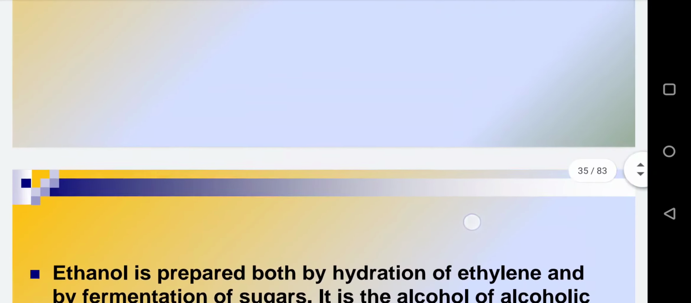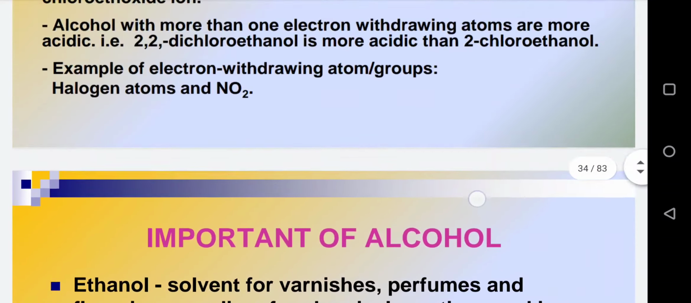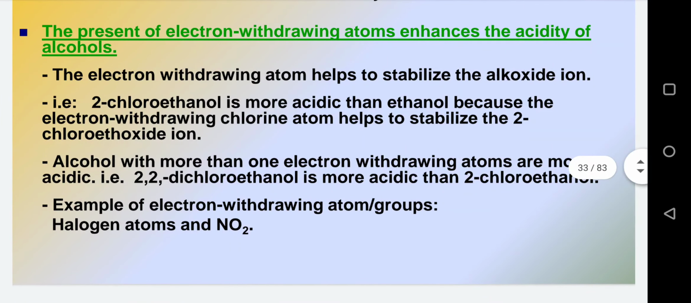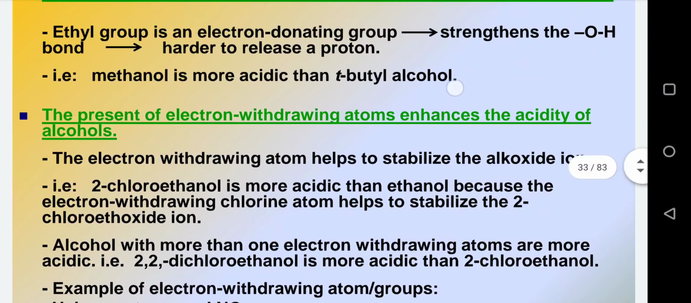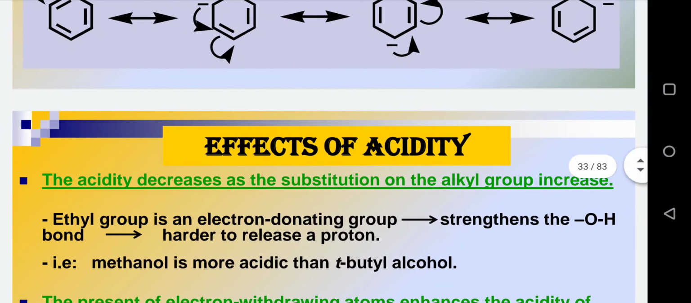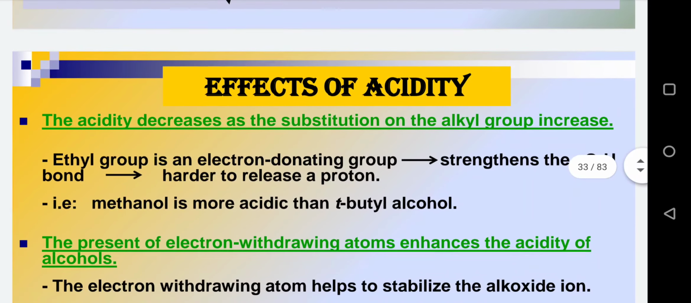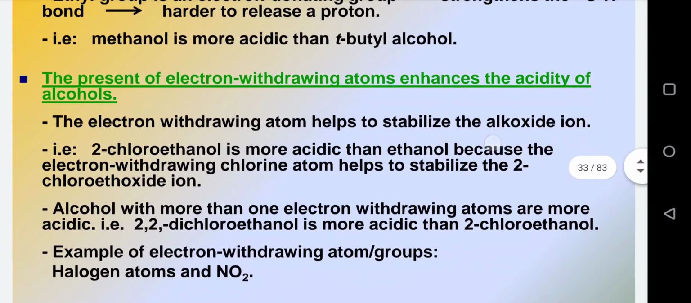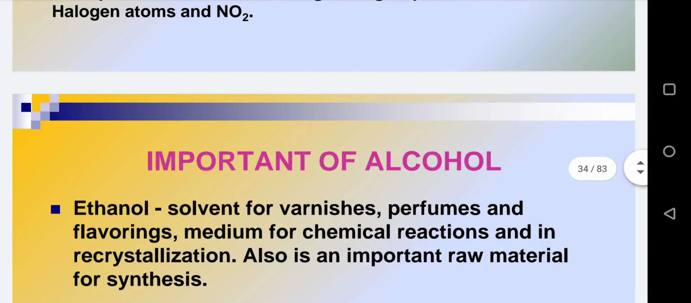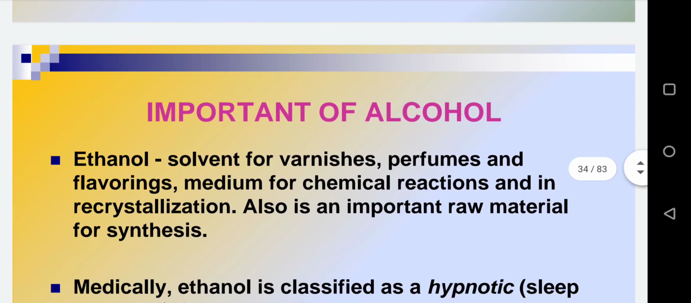For this particular class we are done with the very important topic, that is the discussion of acidity of alcohol, its comparison with phenols, and the effect of acidity on alcohols, basically how electron donating groups and electron withdrawing groups will definitely affect the acidity, right? And after that we have discussed some important points of alcohol in our daily life uses.